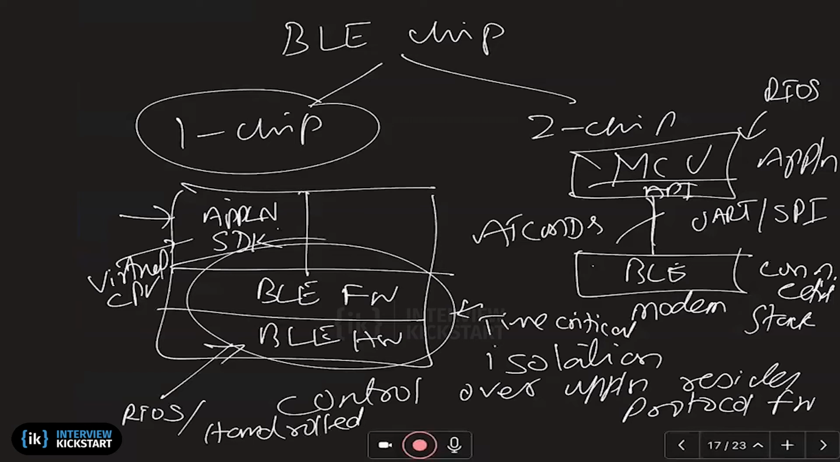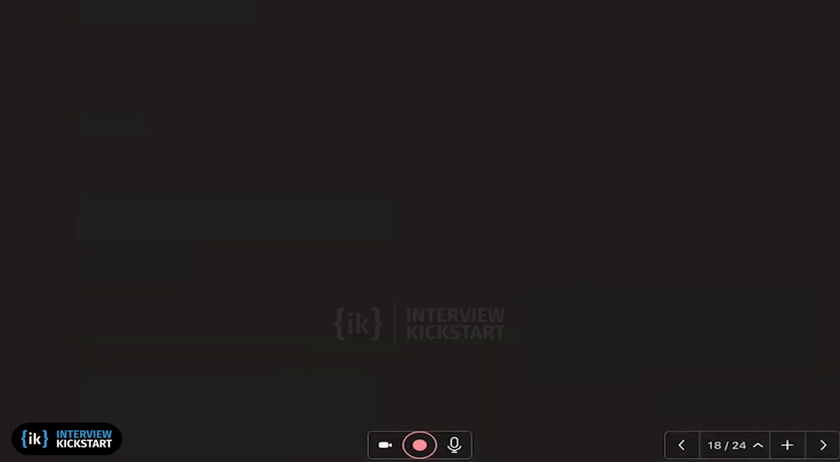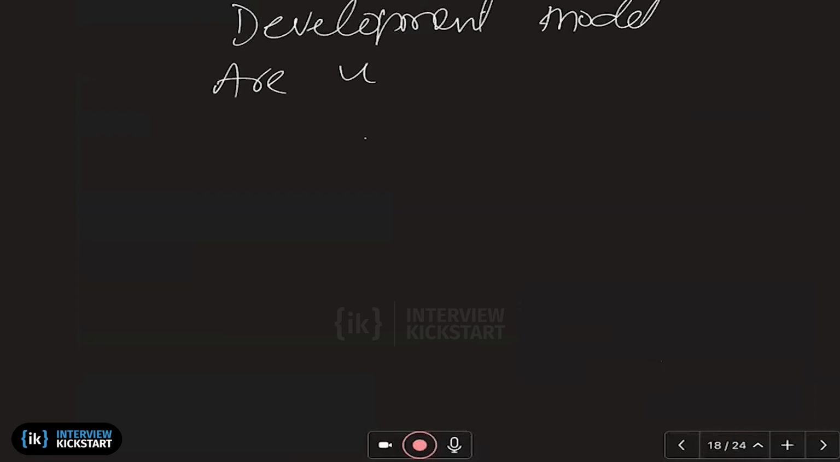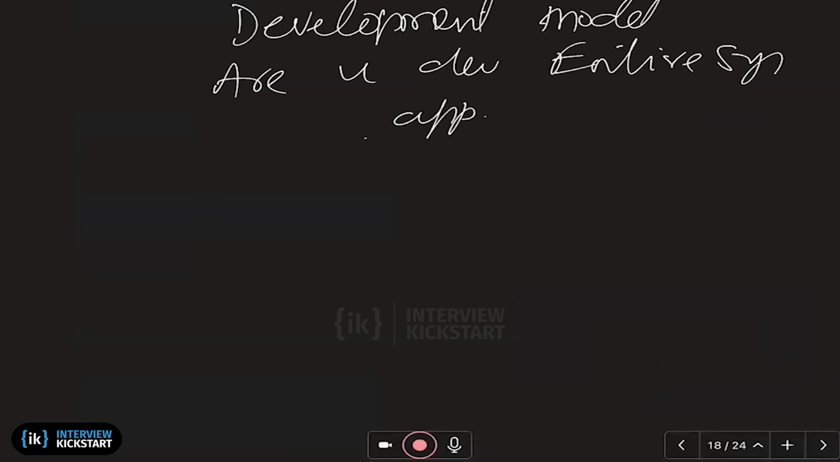That brings another consideration. What kind of a development model do you have? Basically, are you developing the entire system, or are you developing only part of the system, application versus the platform software? If you are a platform developer and you're going to give it as SDK to different applications, maybe it's a good idea to have an RTOS.